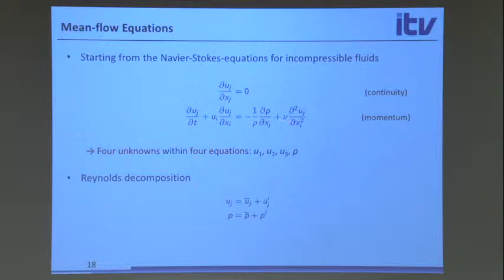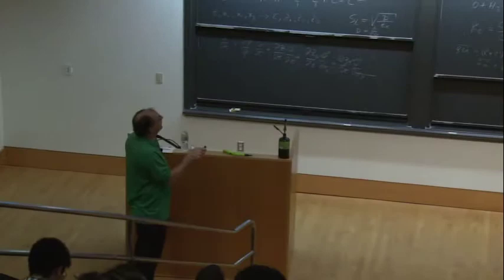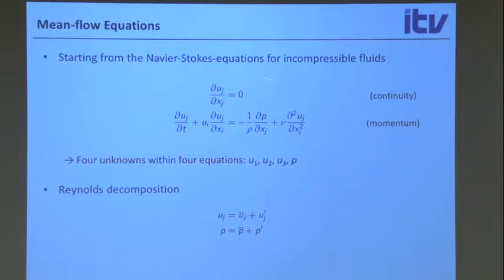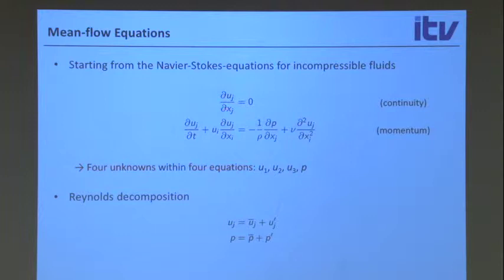Okay, so you see this j here is an index 1, 2, 3. So these are three equations actually. This here is a divergence, so this here is a scalar. And so you see here four equations. Why four equations? Because we have four unknowns, three velocity components, and the pressure. So with this, I have four equations with four unknowns, which is not trivial to solve. There's actually a trick to do this, but that can be solved.